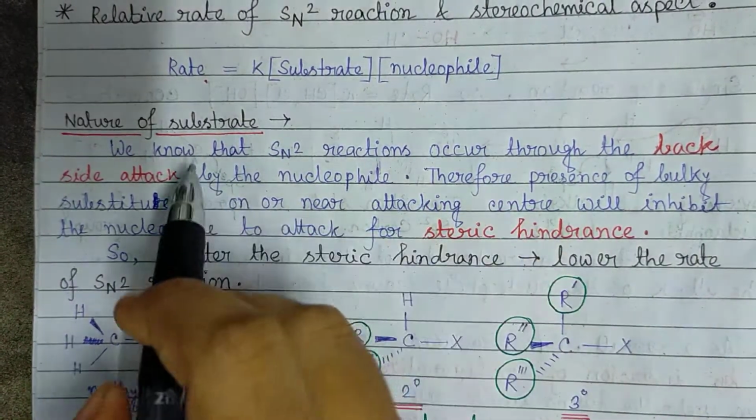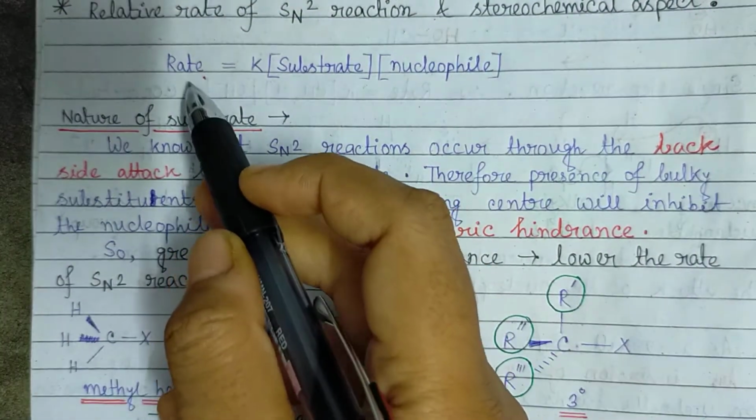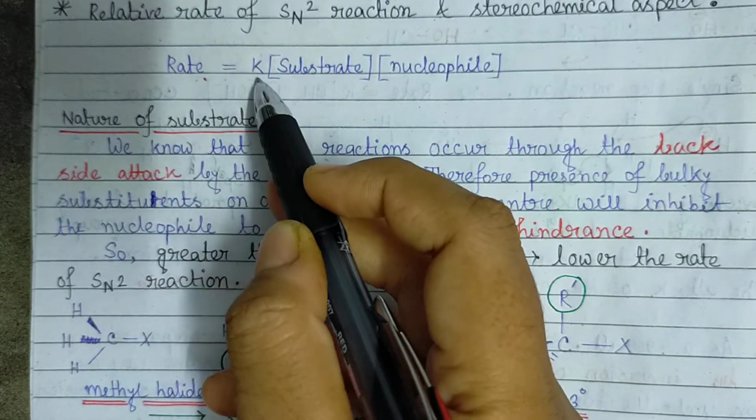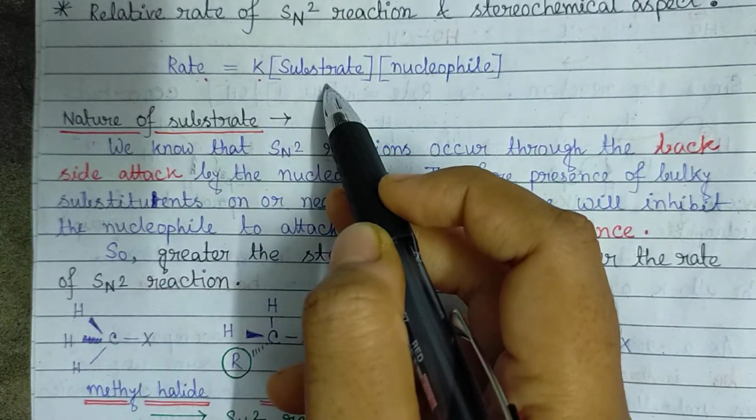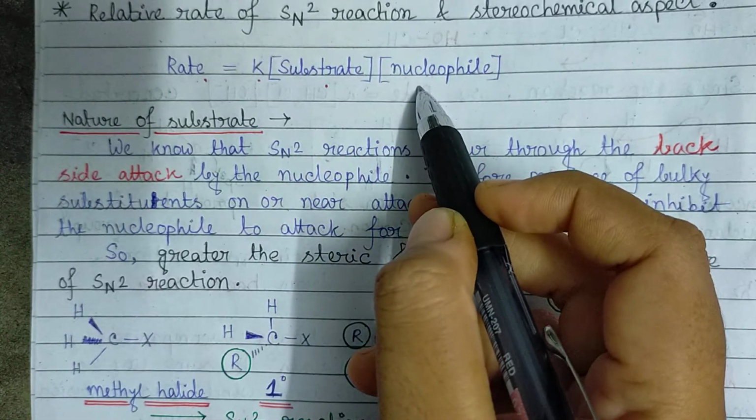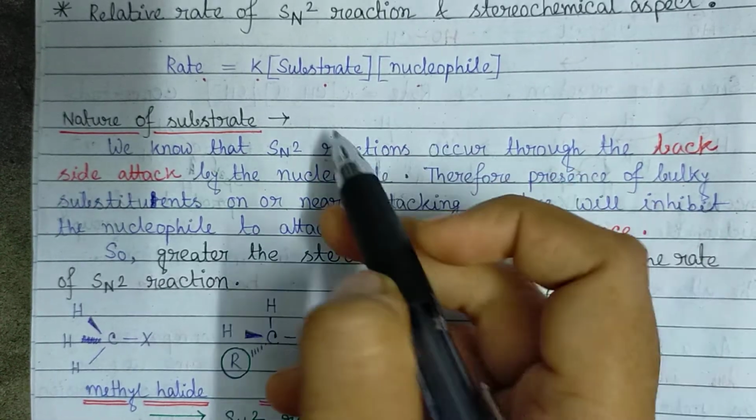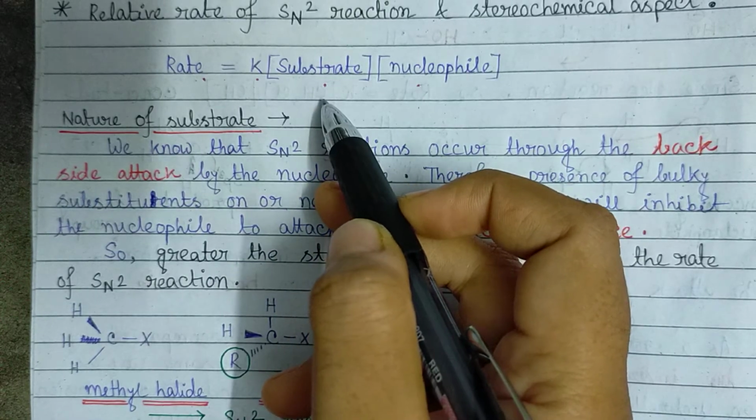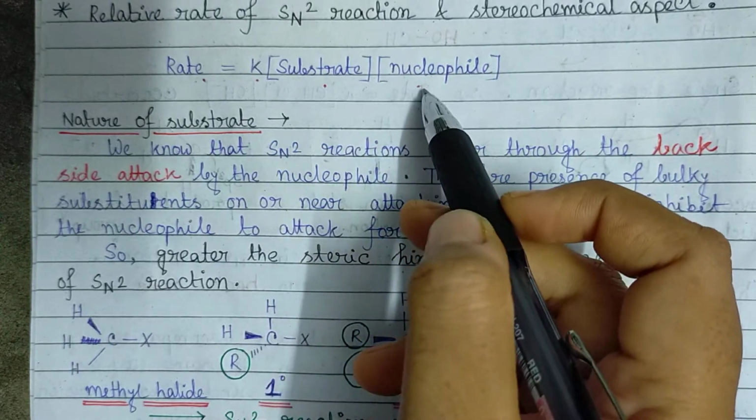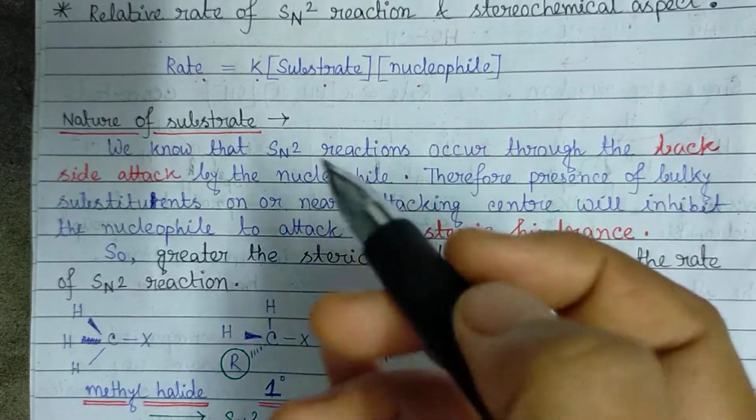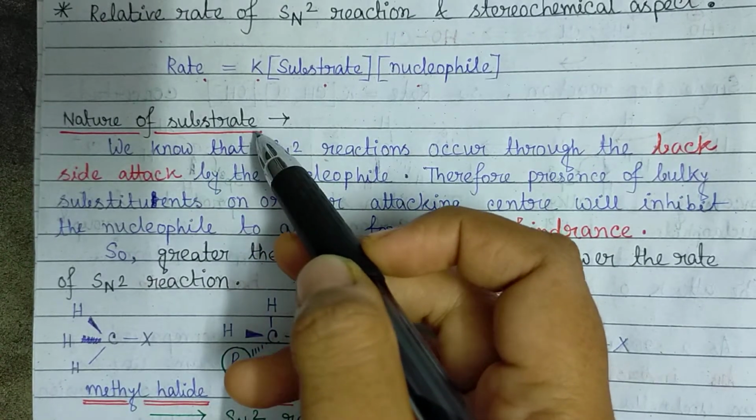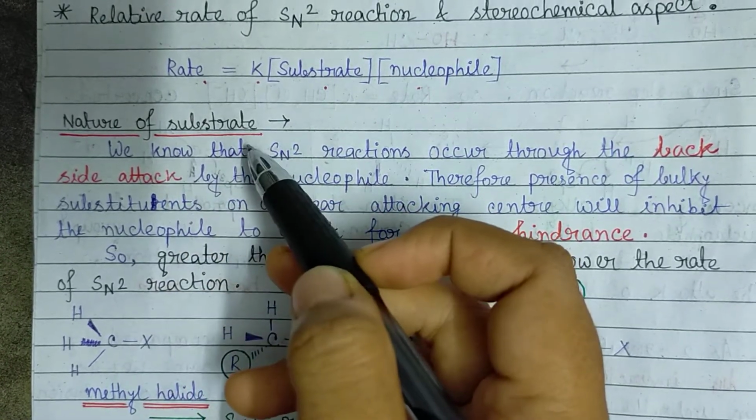As we know from the last discussion, the rate equation of SN2 reaction is that rate is equal to rate constant, concentration of the substrate, that means the alkyl halide, and the concentration of nucleophile. So, rate of SN2 reaction will depend on both the substrate concentration and the nature of nucleophile. So, the first factor on which the rate of SN2 reaction depends is the nature of substrate.